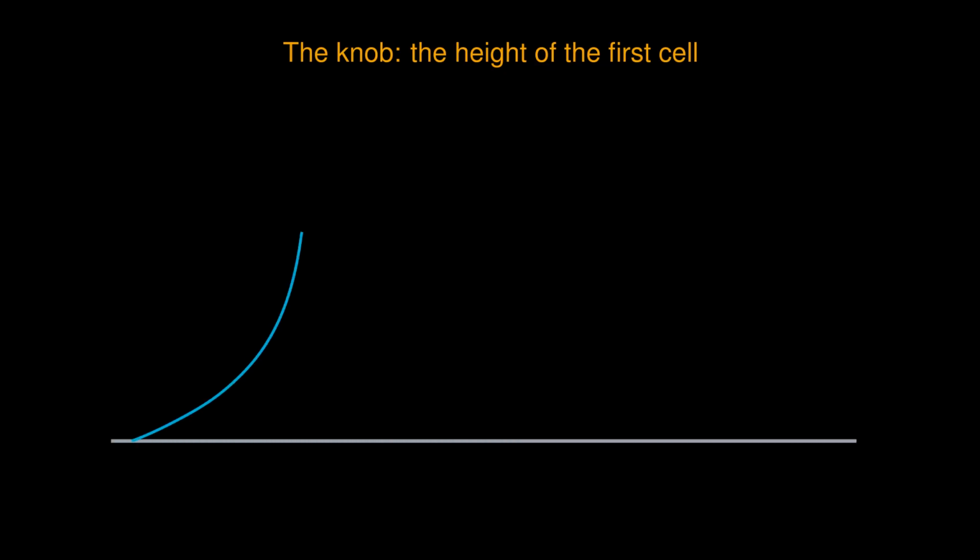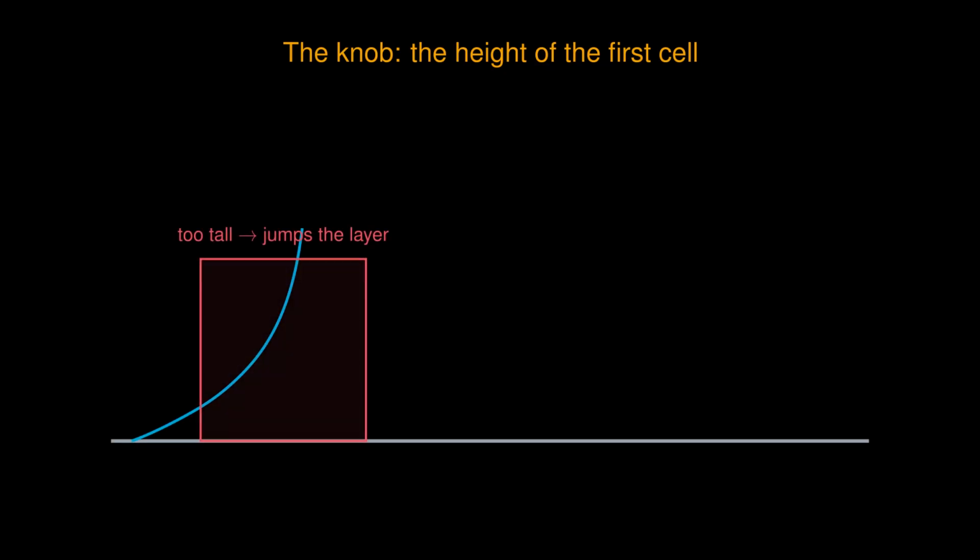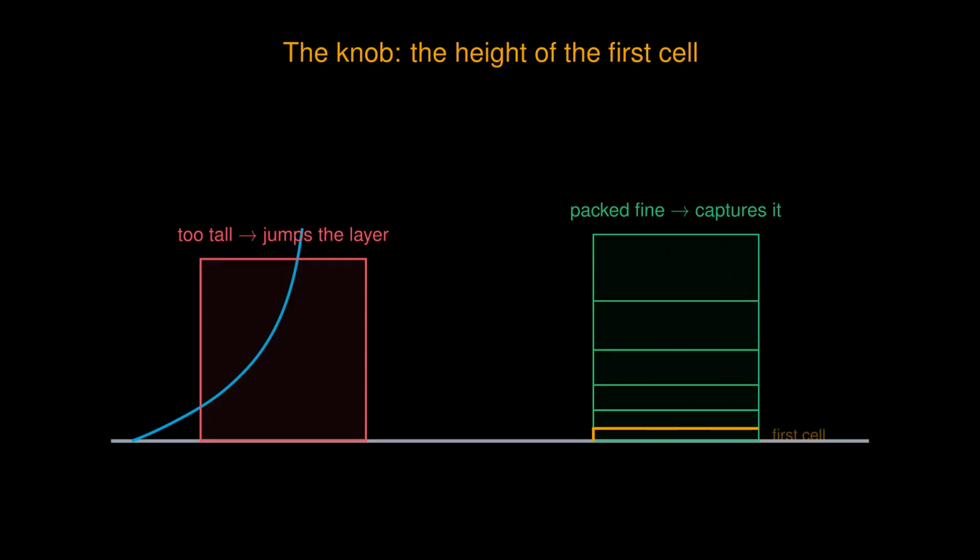To capture that steep profile, you need cells packed in tight against the wall. The single most important knob is the height of the first cell, the one touching the surface. Make it too tall and it jumps clean over the boundary layer, smearing the gradient into nonsense. Pack them fine and you capture it. So, how tall is too tall?